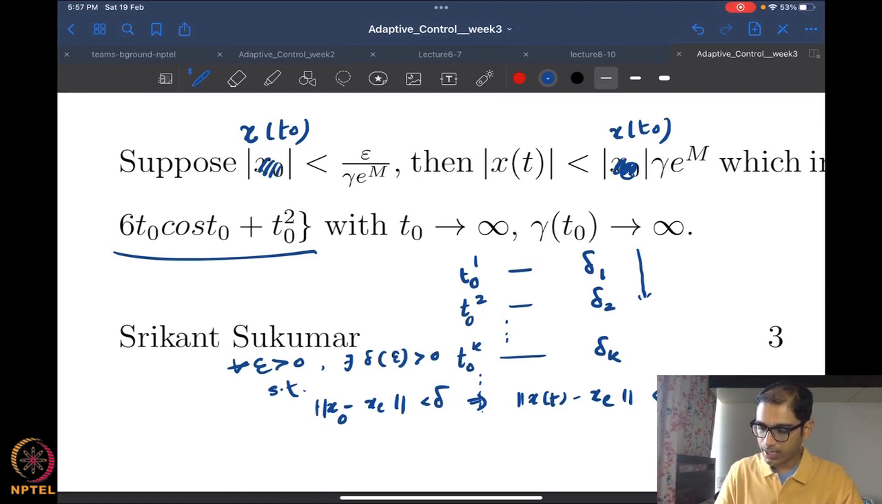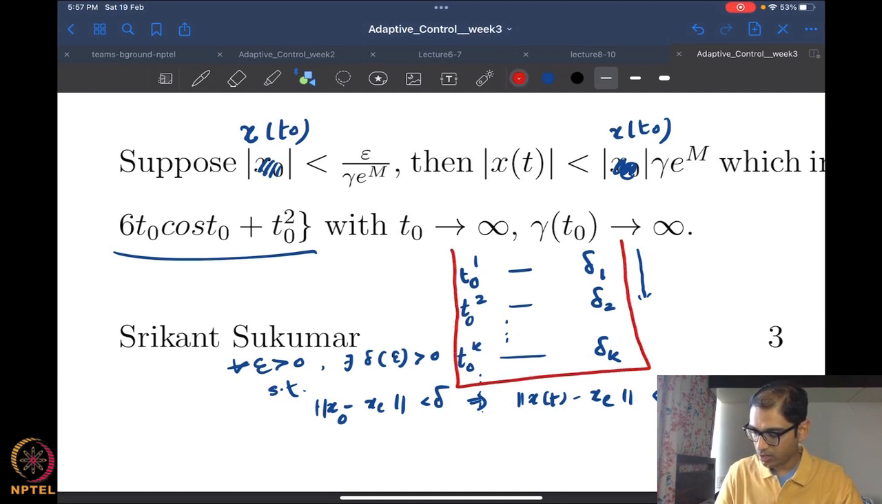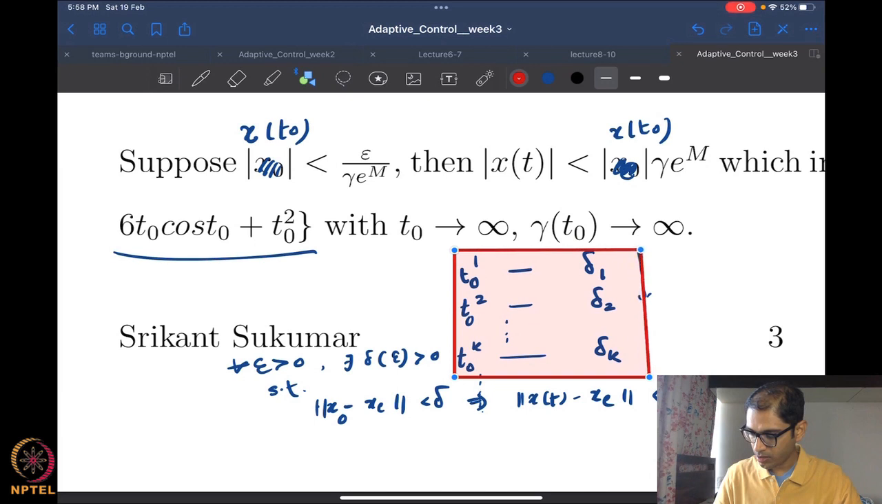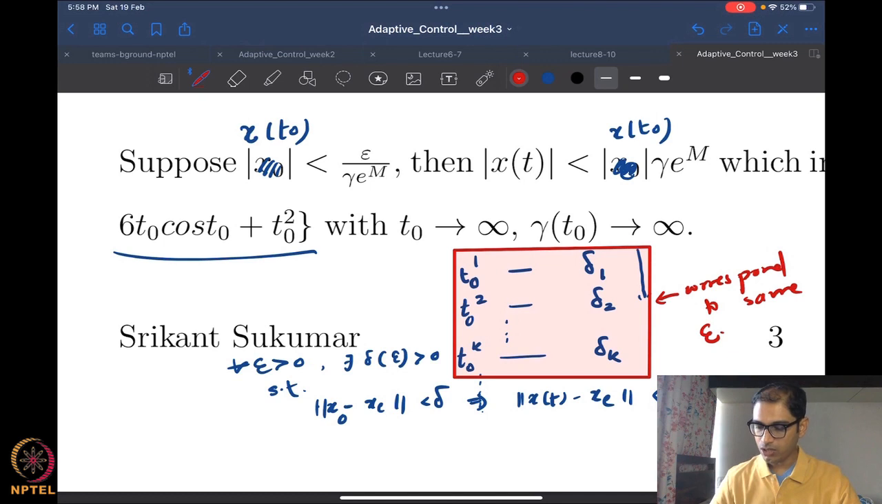Okay, so notice that this entire, although I didn't mention it explicitly, all of these correspond to the same epsilon. Suppose I use the same epsilon and I get different delta values, corresponding to different initial times, if I may.